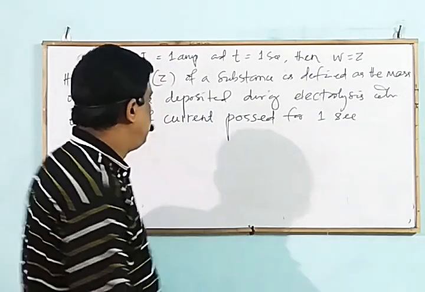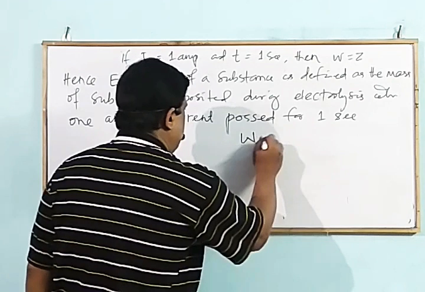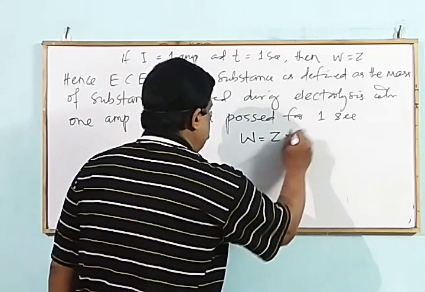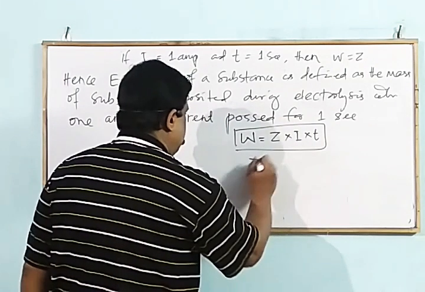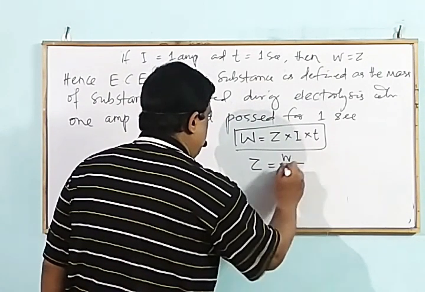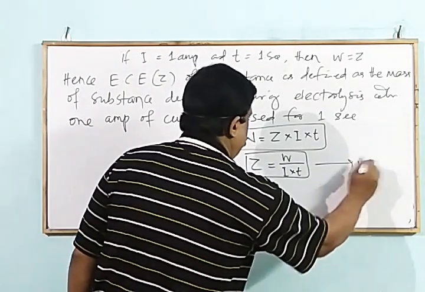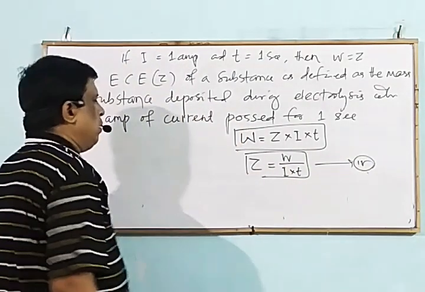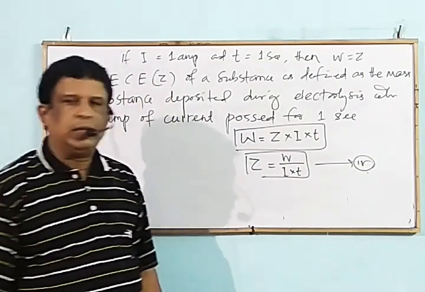So from this definition, it is clear that from the previous relation we know that W is equal to ZIT, or Z is equal to W by IT. It is one relation. Mathematical expression for Z is equal to W by IT.